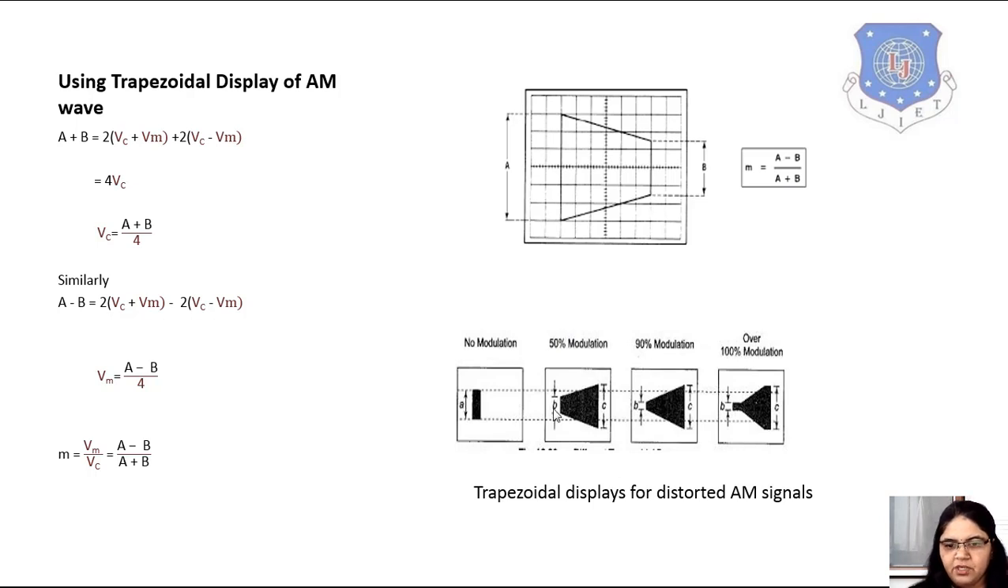Here are the trapezoidal displays for the distorted AM signals. When there is no modulation, the display shows only the value of A. With 50% modulation, the display is like this. With 90% modulation, the display is like this. And whenever there is 100% modulation or more than 100% modulation, that is over modulation, the trapezoidal display for the distorted AM signal looks like this.